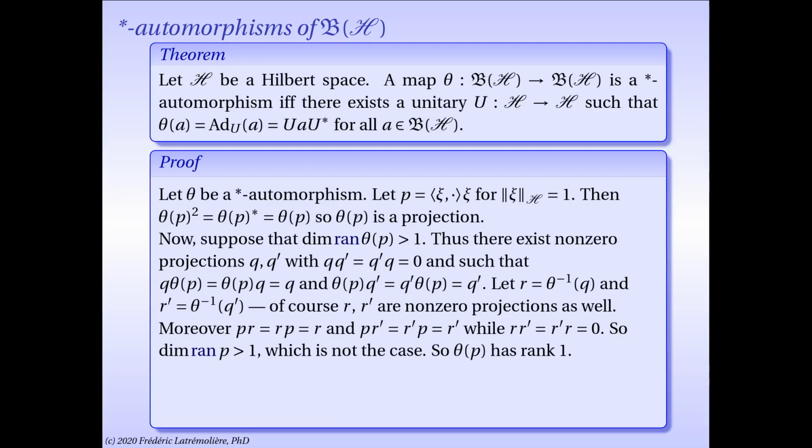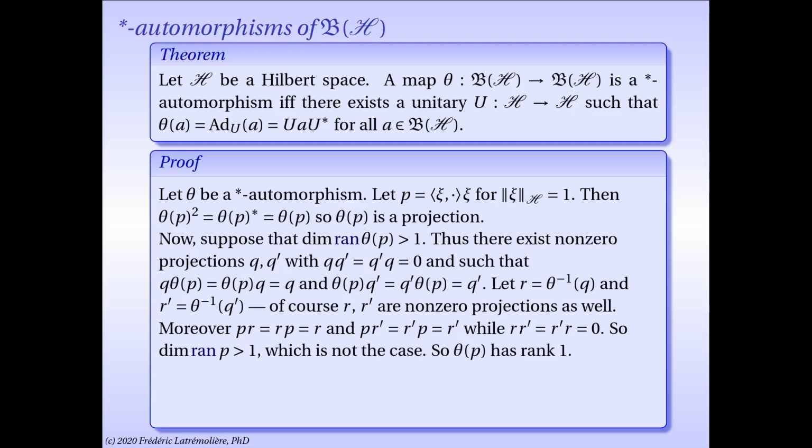Now, because xi is in the range of theta of p, it's easy to check that theta of p times q equals q. On the other hand, let's say that eta is orthogonal to xi. Then q of eta is 0. But theta of p of eta is also orthogonal to theta of p of xi, which is actually just xi. And that's because p being self-adjoint, theta of p is self-adjoint. And then we deduce once more that q of theta of p of eta is 0. That is actually enough to conclude that q times theta of p is also equal to q, since of course they agree on the span of xi.